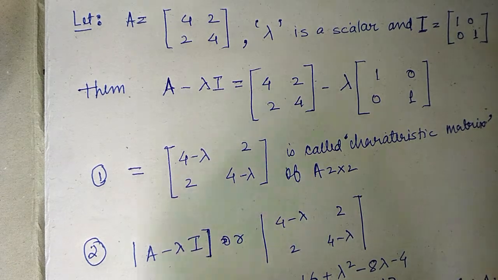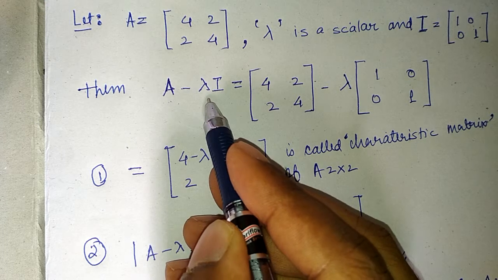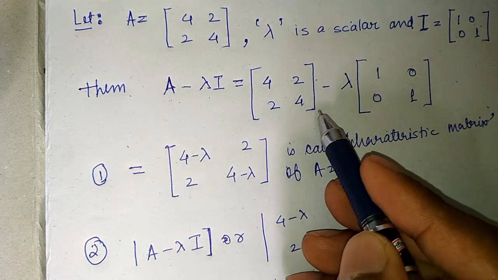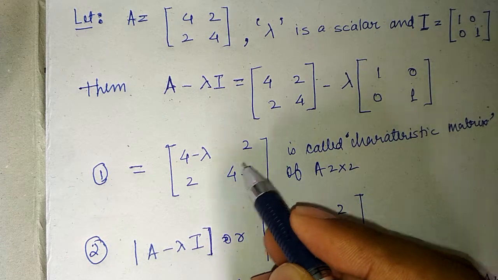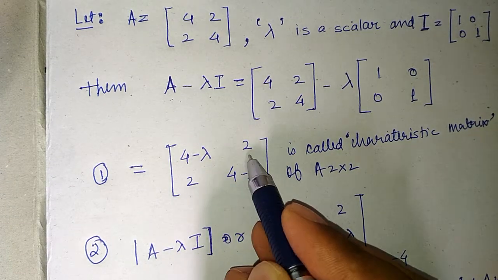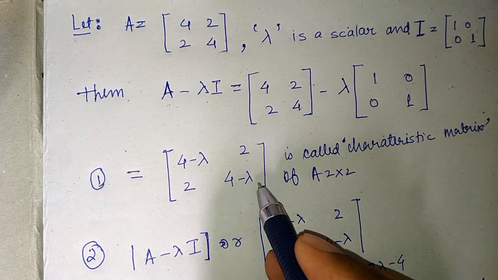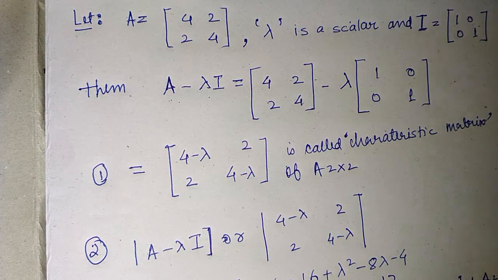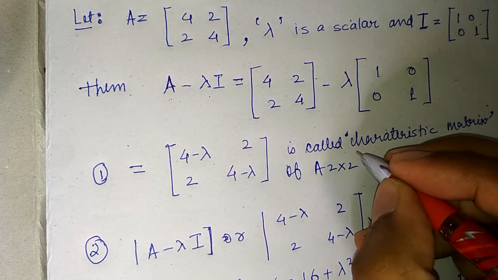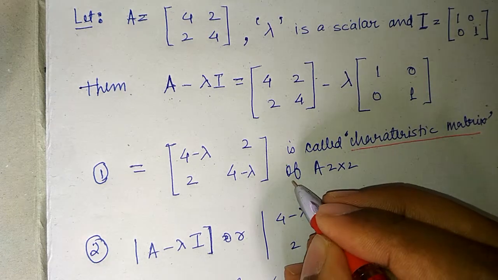Then if we write the equation of the form A minus lambda I, which is a simple subtraction of two matrices, it results in a matrix with elements 4 minus lambda, 2, 2, and 4 minus lambda. This is called the characteristic matrix of the given matrix A of order 2 by 2.